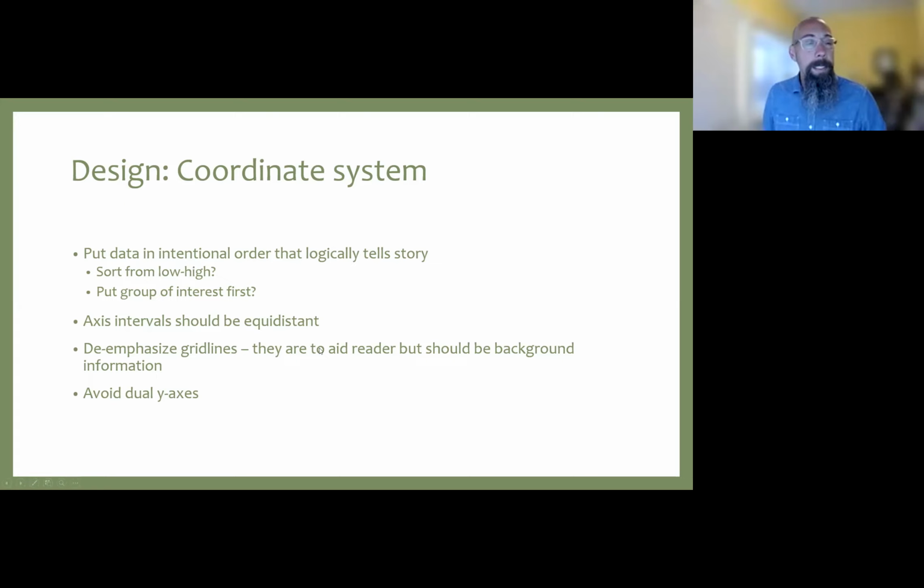Another thing in coordinate systems that many of the plots have shown is to de-emphasize grid lines, like all the lines all across that are there by default. They're important. They do help our eye sort of follow along, but they're not the most important. They should be in the background, not the foreground. So we can make them gray or make them transparent so that they're not too powerful.